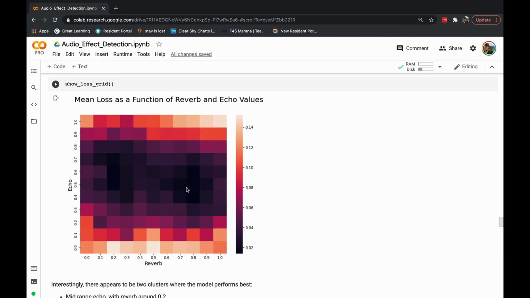It's understandable why the area of best performance is roughly at 0.5 echo, since that is the safe prediction that a naive model would make, but I don't understand why there are two clusters. Perhaps the model became good at telling whether or not significant reverb had been applied, but not very good at estimating its precise value. This may be worth further investigation in the future.